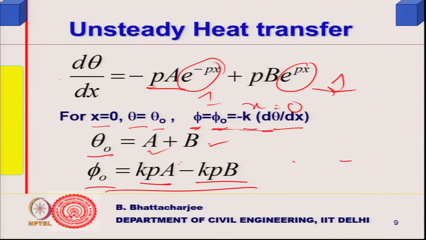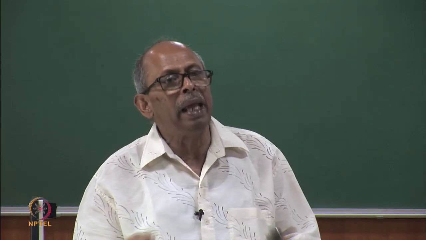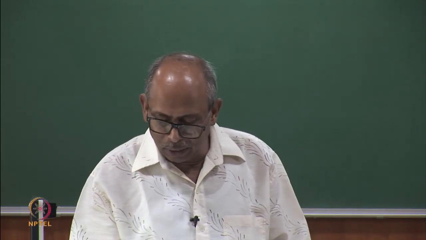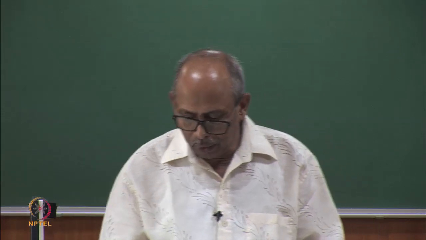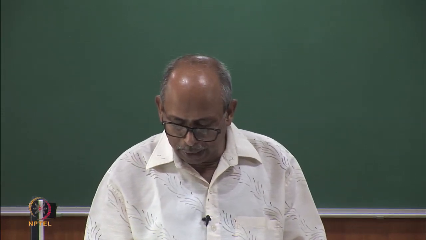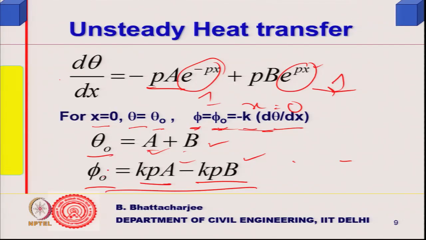Now I can find out A and B, because there are two equations and two unknowns. So I can solve them, and I can find out B at any length L, because I have taken x equals 0. So x equals L, any value I can find out. So I am trying to express A and B in terms of theta 0, phi 0.